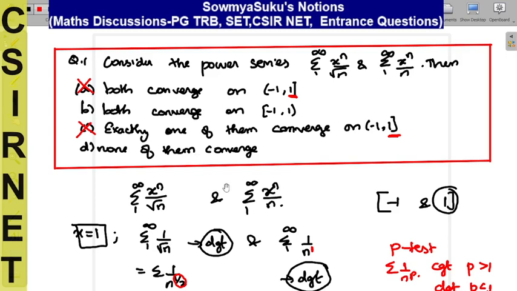That is correct, because we just saw that both are convergent, but in option D, none of them is convergent, which is the wrong option. So according to this question, the correct option is option B. Let's see the next question.